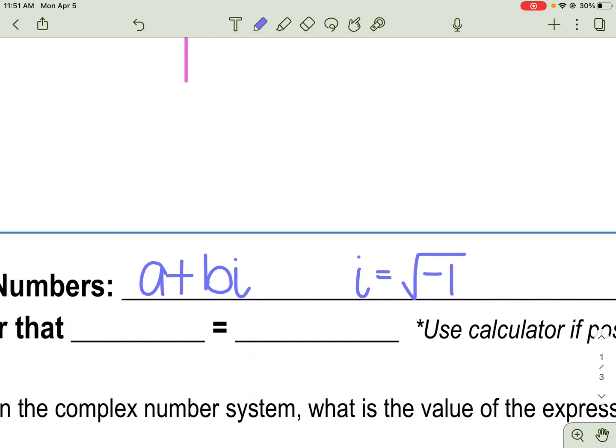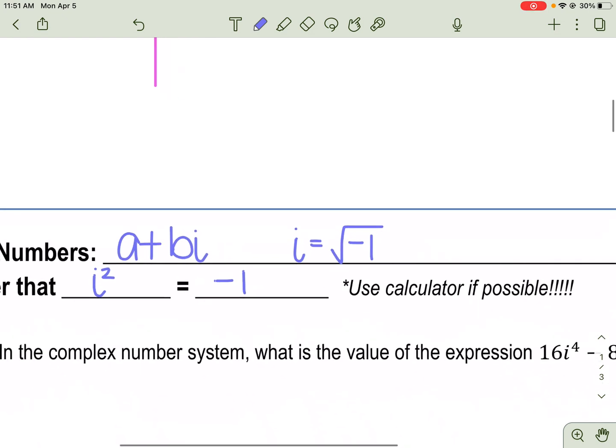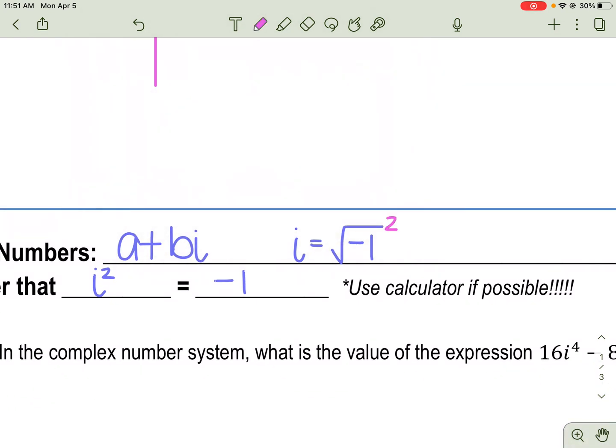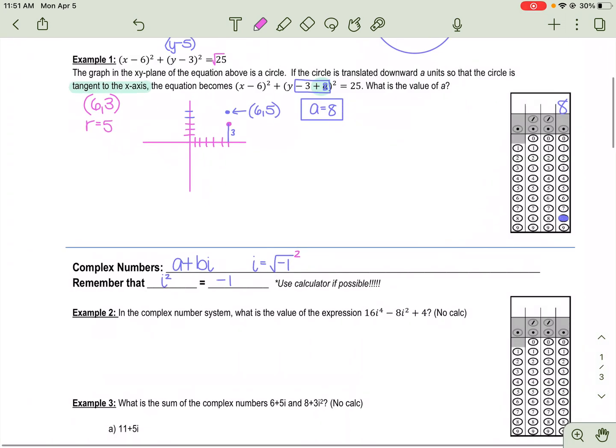Okay, one important thing to remember with complex numbers is that i squared is equal to -1. Okay, and that's because if I were to square this up here, if I square a square root, the square root goes away and I just get -1. That's a really helpful thing to remember when dealing with complex numbers, which we're going to see here in a second.